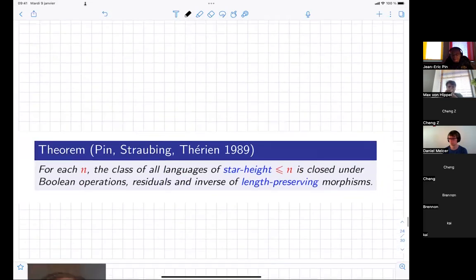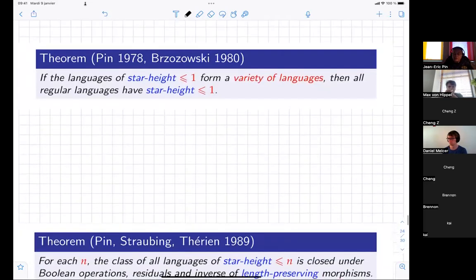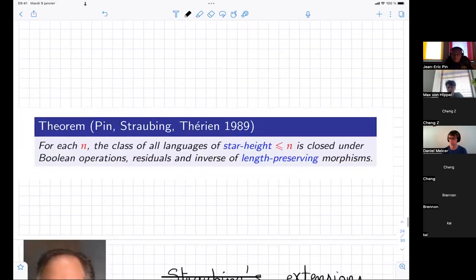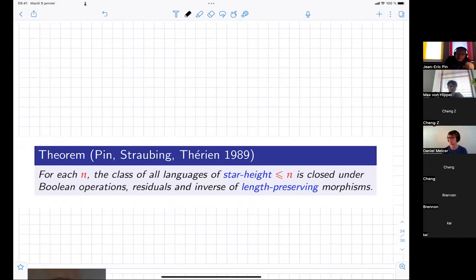So, what is the problem? We don't know whether the languages of star height smaller than 1 form a variety of languages. However, we know that the languages of star height at most n are closed under Boolean operations, the first point. They are closed under residuals, the second point. And they are closed under inverses of, not morphism, but inverses of length-preserving morphism.